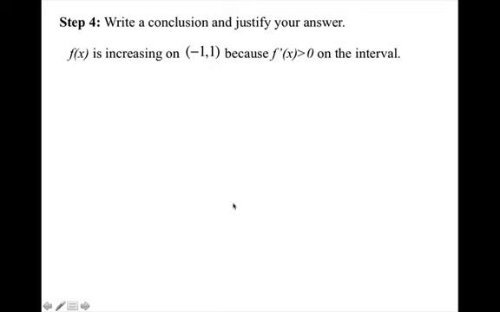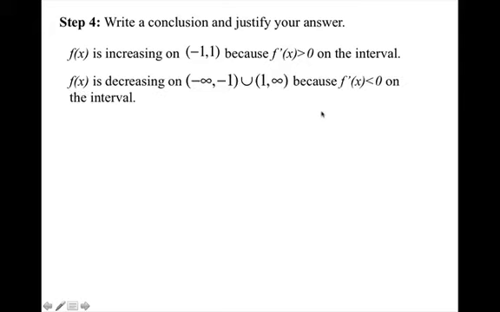So we can say that f of x is increasing on negative 1 to 1 because f prime of x is greater than 0 on the interval. F of x is decreasing on negative infinity to negative 1 and 1 to infinity because f prime of x is less than 0 on the interval.